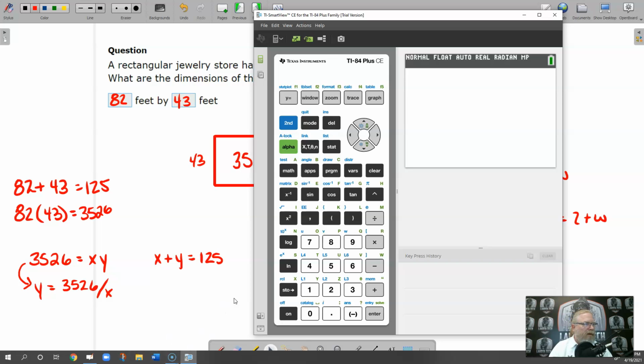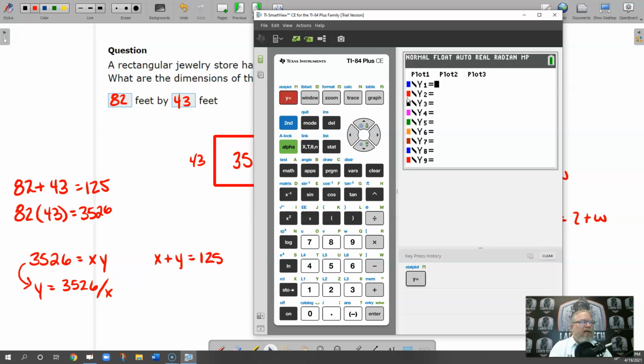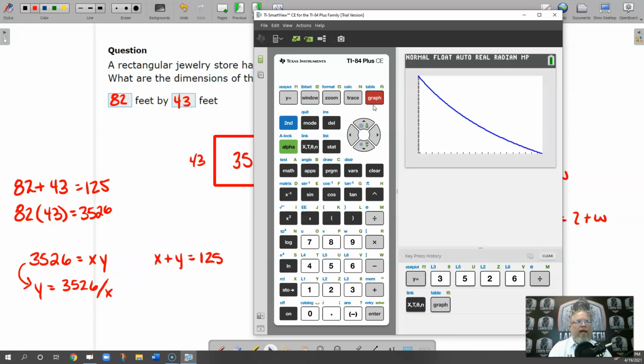I got all this at the bottom now. It's distracting me. But at any rate, so we're going to go to the y equals. We're going to graph this. We're going to get into the y equals here, and we're going to put in y equals 3,526 divided by x. So y equals 3,526 divided by, where's that x at? Oh, up here. There, divided by x. Now we're going to go ahead and graph it. I'm going to hit this graph button right there, and this graphs it.